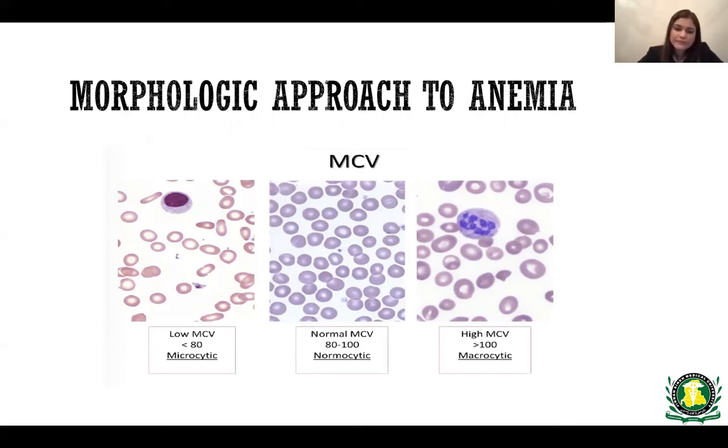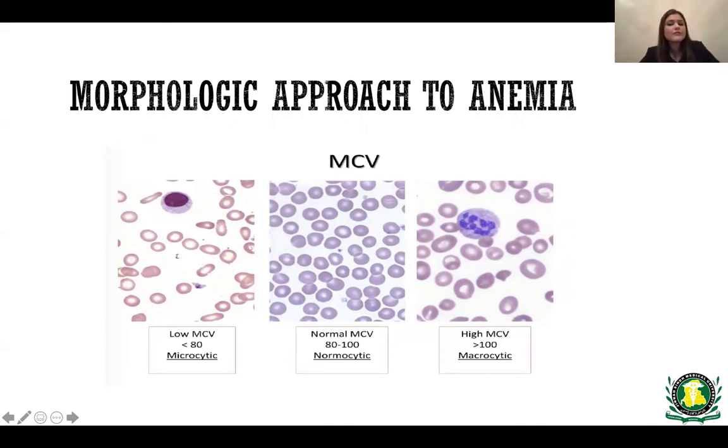approach to anemia. So in the morphologic approach, the key index that we look at on the CBC is your MCV. As you can see in this low MCV section, the microcytic anemia, there is hypochromia. So the lack of pallor in the RBCs is prominent over here. Then the normal MCV, normocytic, and macrocytic.